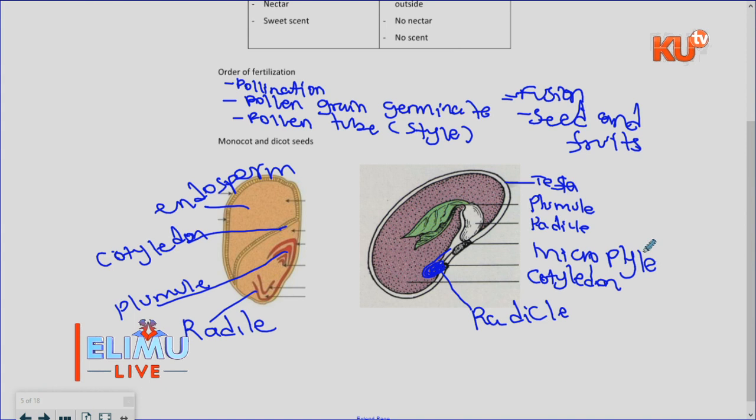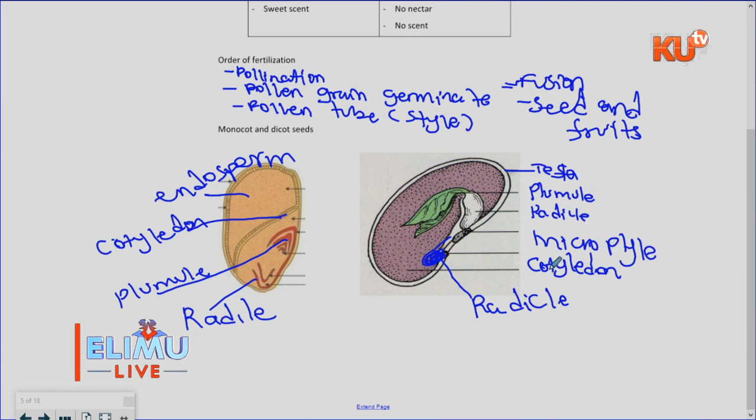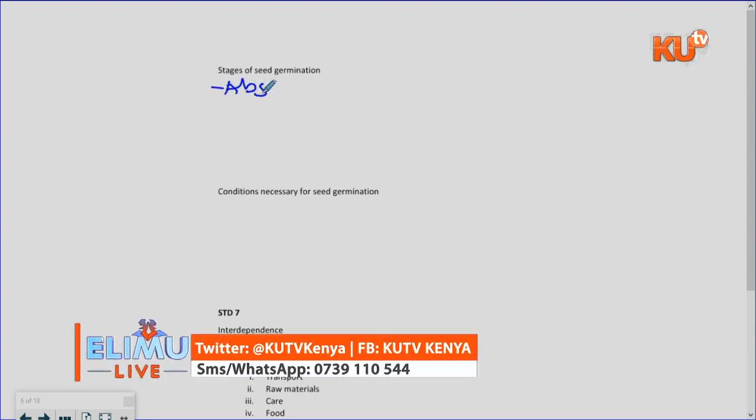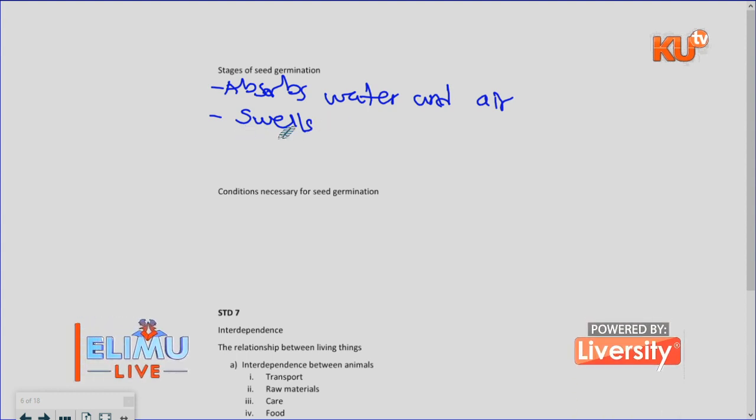Then we also look at seed germination. Here we look at the stages of seed germination. The first stage is the seed absorbs water and air through the micropyle. After the seed absorbs water and air, the seed swells. The seed swells and becomes big. After the seed swelling, the tester bursts.